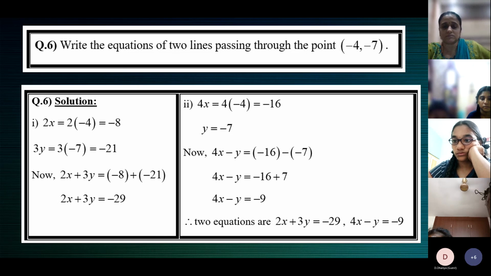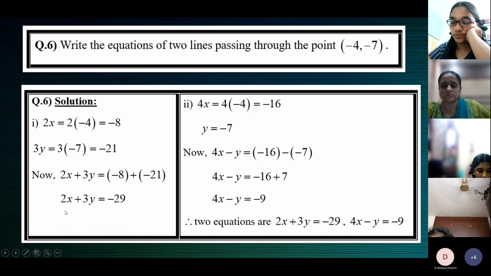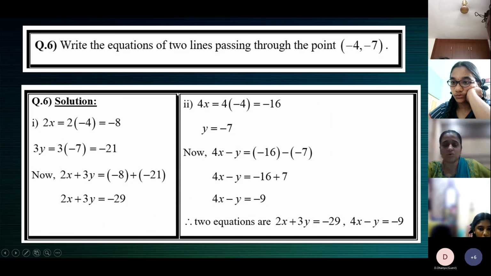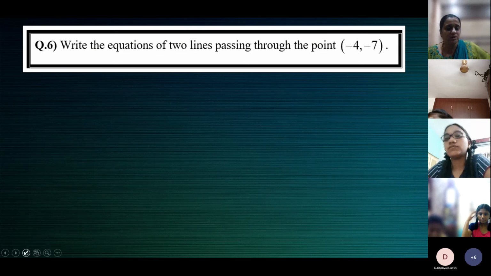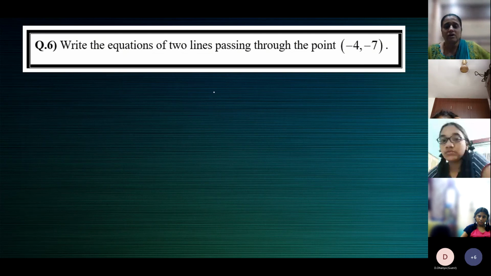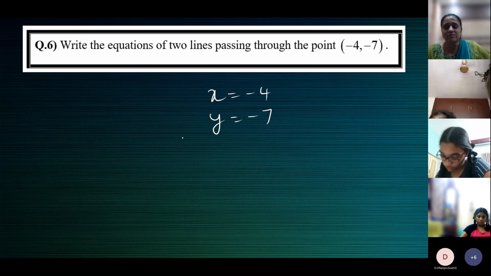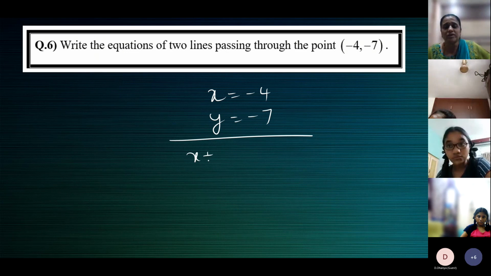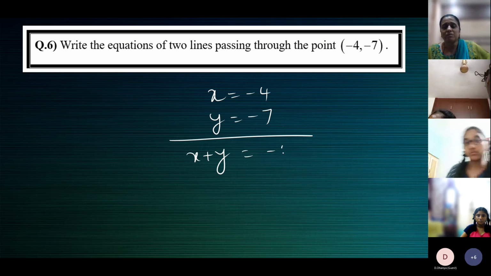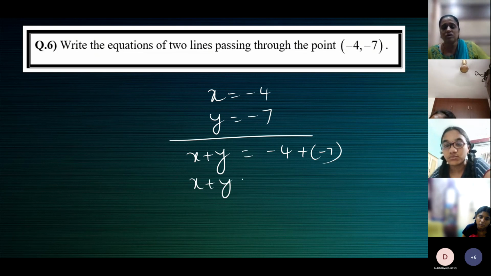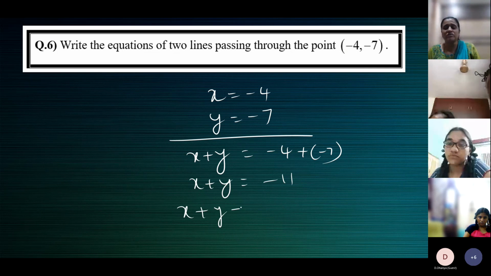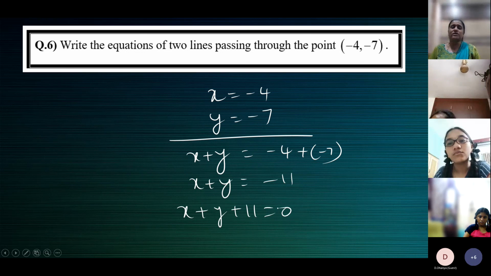Yes, ma'am. Okay. Now we could just form some easy ones, very, very easy ones we can do. Now for that, x is equal to -4. Y is equal to -7. Simply add these two. What is x plus y? -4 plus -7. So x plus y is equal to what? -11. Or x plus y plus 11 is equal to 0. See, simple, like this you can write.